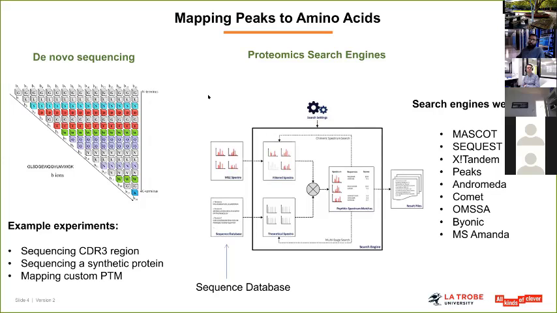In our facility, we have a number of search engines available, and these search engines have different properties. Mascot is quite old, and it's actually a very good algorithm if you want to detect post-translational modifications, etc. And Byonic is quite specific and also very good at detecting post-translational modifications.